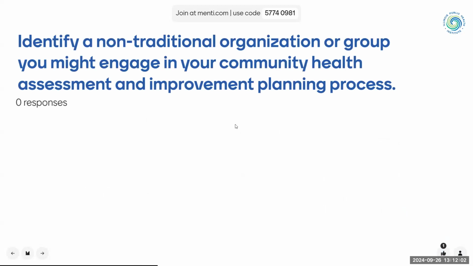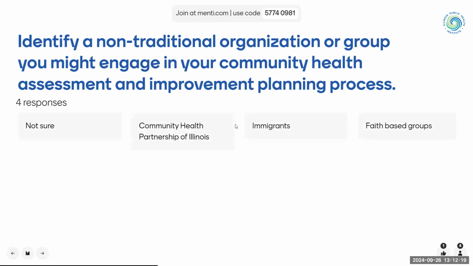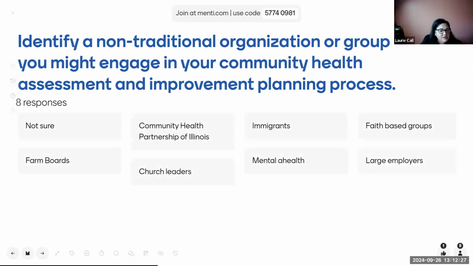So the first question here is thinking about those non-traditional organizations or partners that you might engage in your health community health assessment and improvement planning process. Feel free to participate in the chat if you cannot open the Menti. Great, we're getting some good ideas here. Keep them coming.